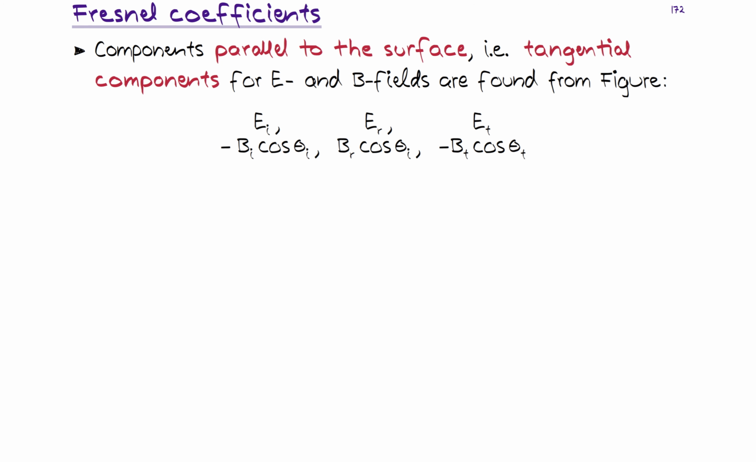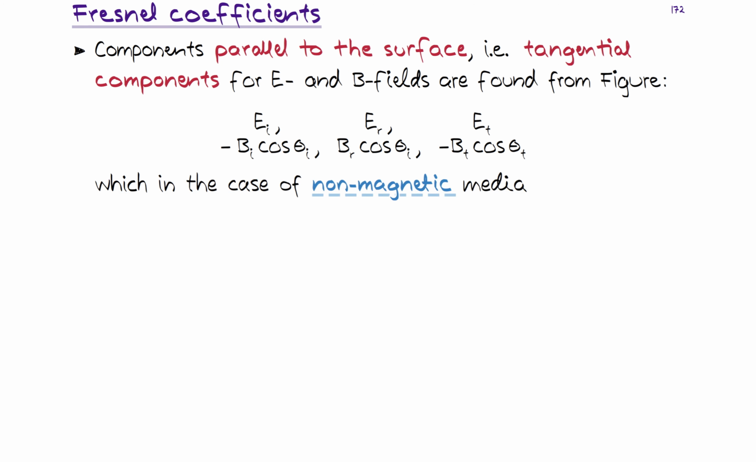This does not hold for the magnetic field components. Please look at figure A in the previous slide and the B field there. If we want to take the component of B that is pointing along the interface, we must take the cosine of theta_I, or the cosine of theta_T to get the right component. So this is what we have.